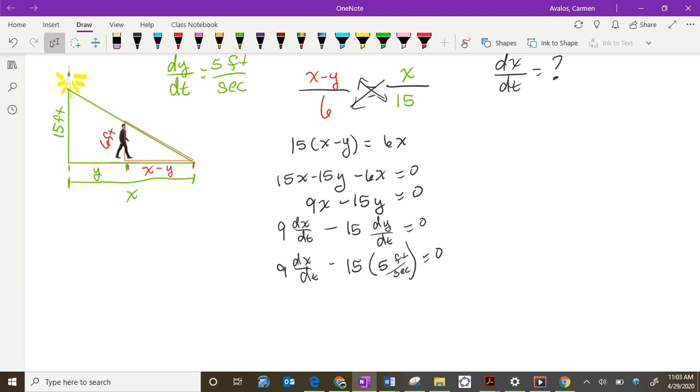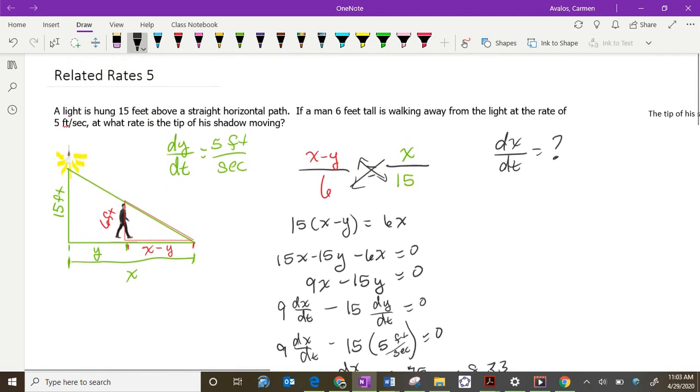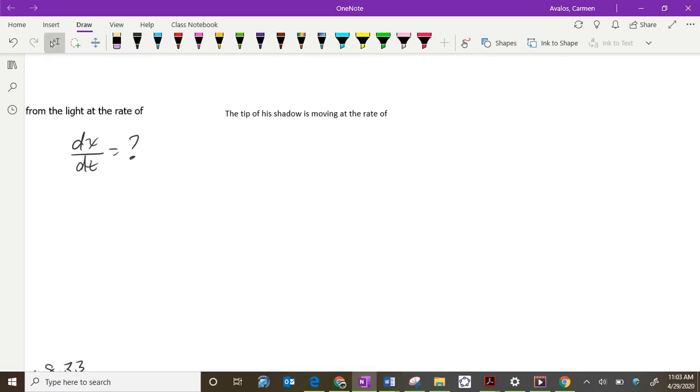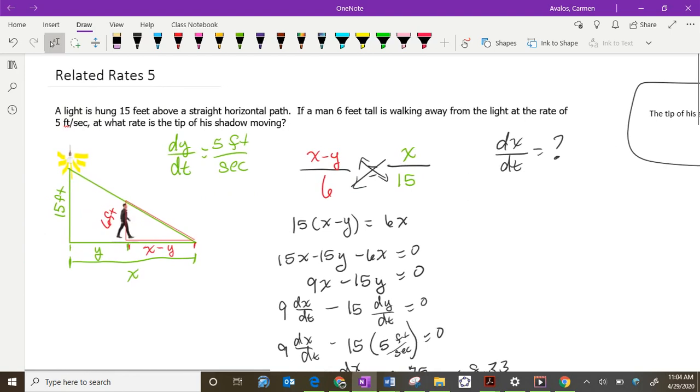And so when we solve that and get that by itself, we get dx/dt is equal to 75 over 9, which is approximately 8.3 feet per second. So we find our sentence: the tip of the shadow is moving at the rate of 8.33 feet per second. And that is your answer. Okay, very good. Let's do another one.